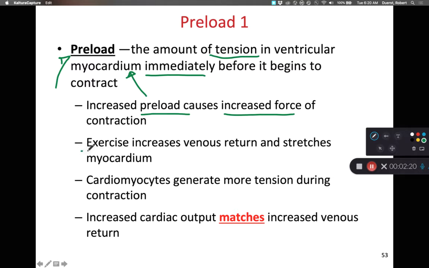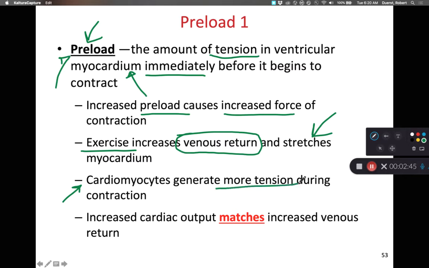Now, if we have exercise or if we're moving our bodies, that's going to cause more blood to flow back to the heart with our venous return. That's going to stretch the myocardium and increase preload, because preload increases the more we stretch out the myocardium, because that stretching of the myocardium increases the tension of the myocardium. Those cardiomyocytes, while they're stretched out, are going to generate more tension, and that increase in tension is going to cause an increase in cardiac output, which corresponds to the increase in the venous return.